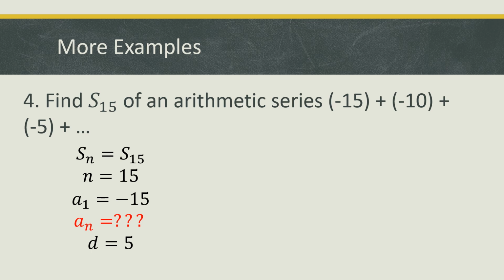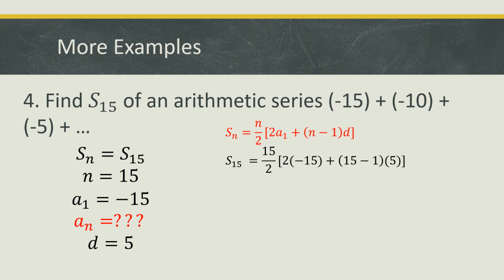Observe what your common difference is if the last term is not given. Since we do not have the last term, we will use the second formula. S of n is equal to n divided by 2 times 2a sub 1 plus n minus 1 multiplied by d. So again, the process: substitute all of the given values. N is 15. Here are the n values. A sub 1 is negative 15. And our common difference is 5.